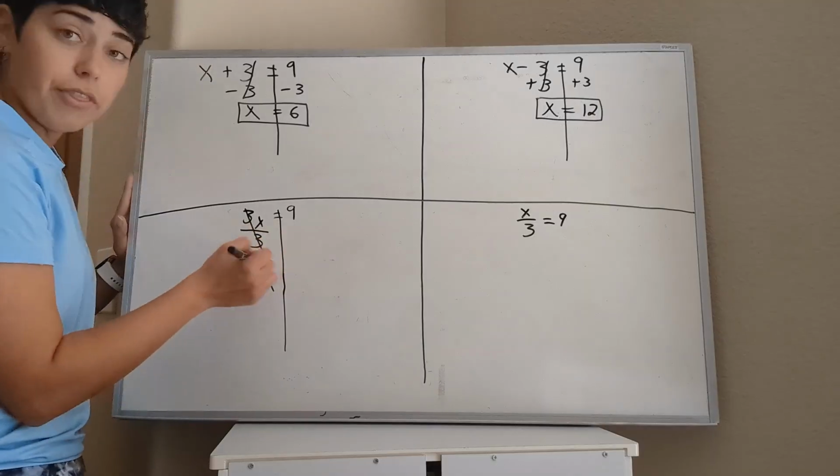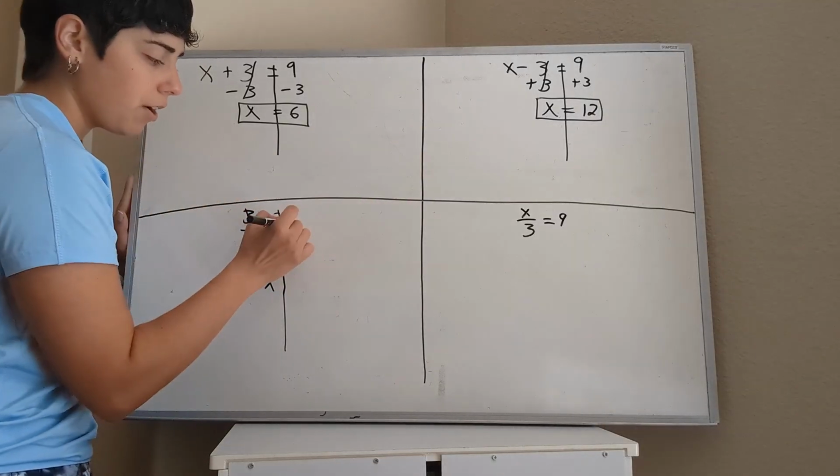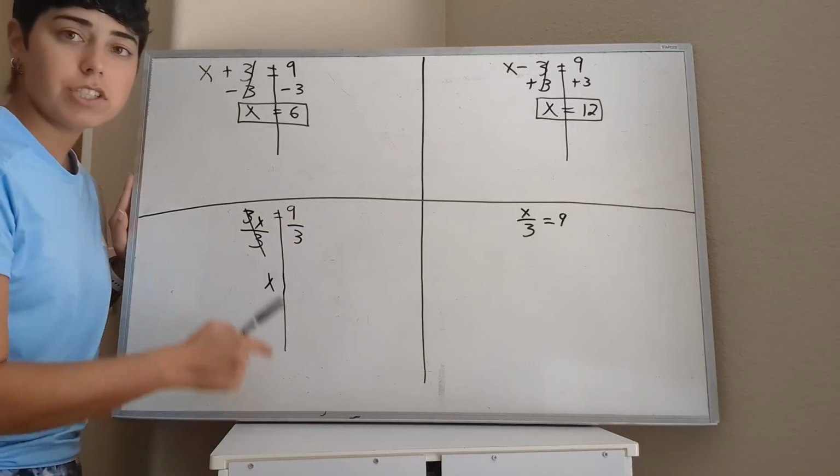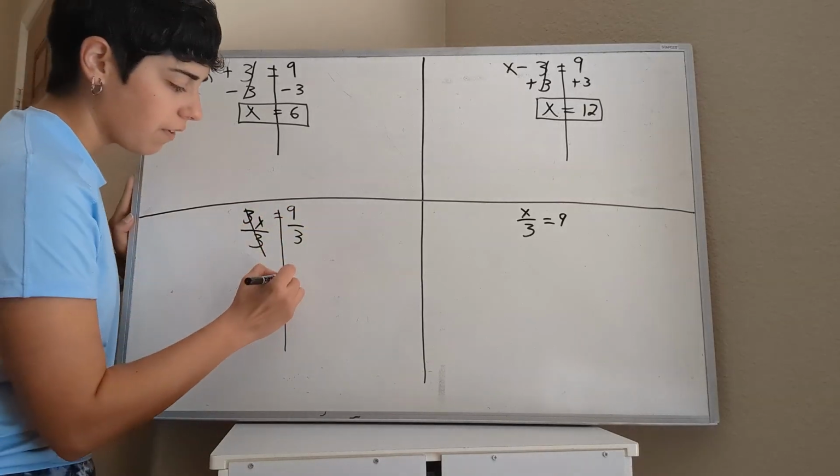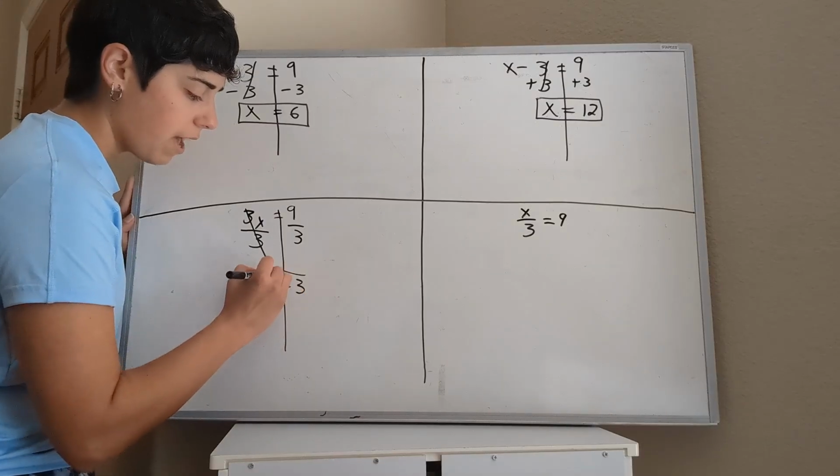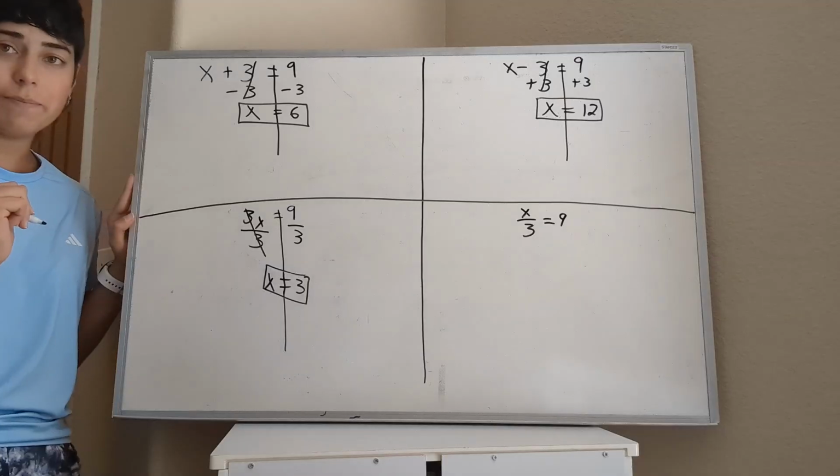Now, if I divide on this side by 3, just like we did up here, I have to copy that to the other side of my line. Well, 9 divided by 3 is 3, so x must be equal to 3.